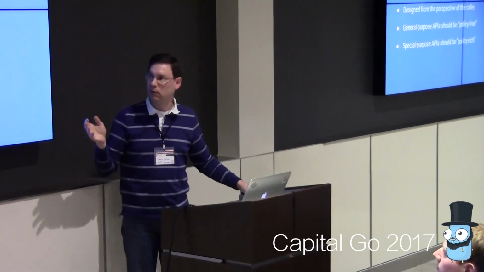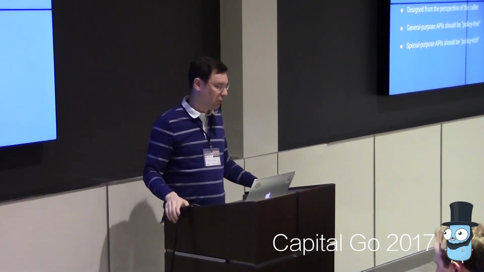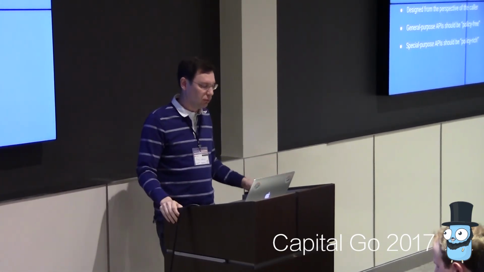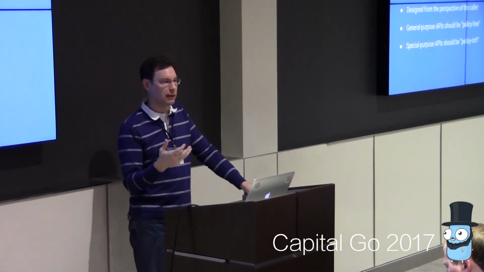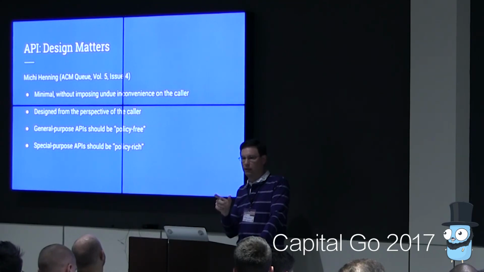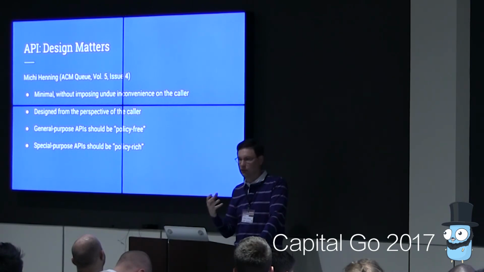Your interfaces, your API should be minimal without imposing undue inconvenience on the caller, and you really should be designing from the perspective of the caller. And that was an overriding theme when we were designing GoKit loggers. We were really trying to think about, from the caller's perspective, how can we make this as easy and obvious as possible. And then the other ones that I really like are these ideas about policy.